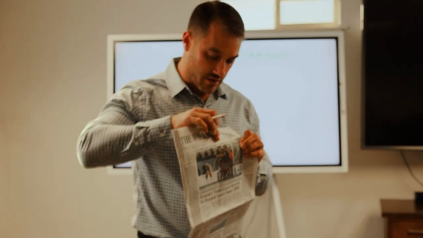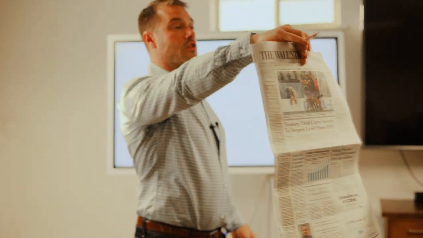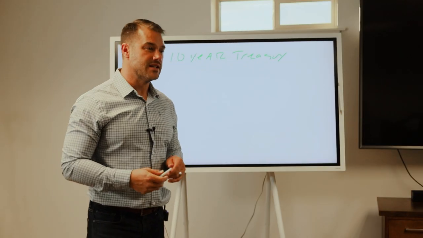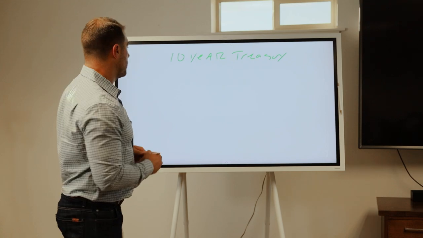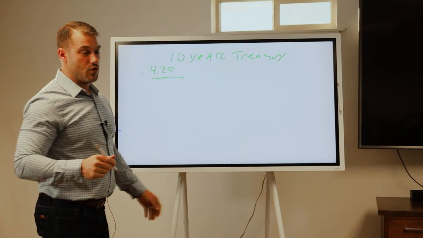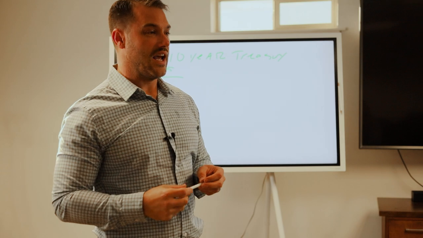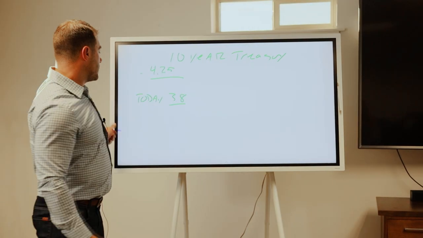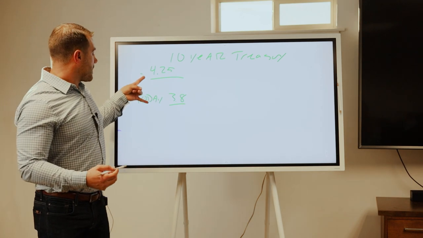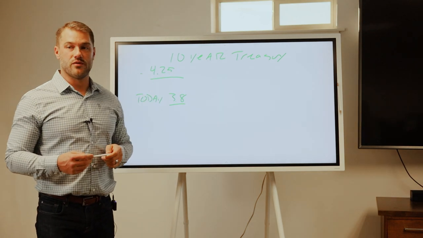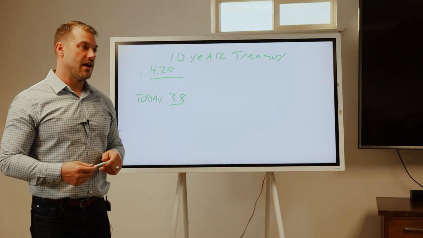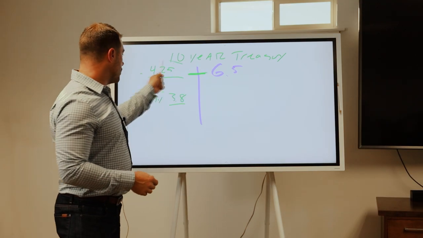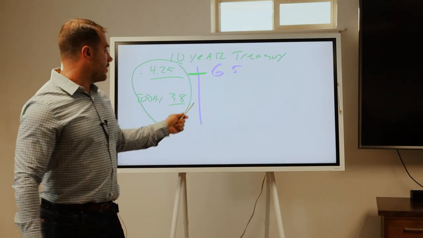At the top center of every Wall Street Journal during the week is the 10-year treasury. What I tell you guys, the 10-year yield, 10-year treasury was 2 weeks ago. It's 4.25. What's the 10-year treasury today? 3.8, right? So that's another interesting thing, this is indicative of what a 30-year mortgage should be. What are rates today? So this is what they should be according to the market, but this is what they are.